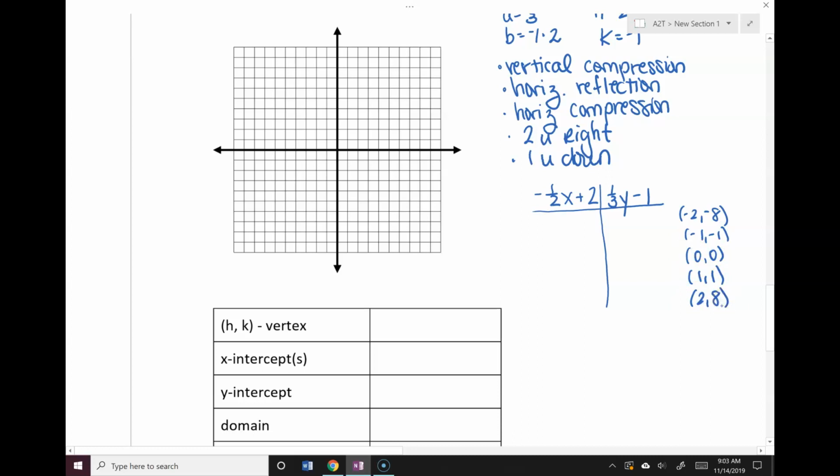All right, let's do it. If I plug in -2, I get 1. 1 plus 2 is 3. Plug in -1, we end up with 2.5. 0 is 2. 1 is 1.5, and then 2 gives us 1.